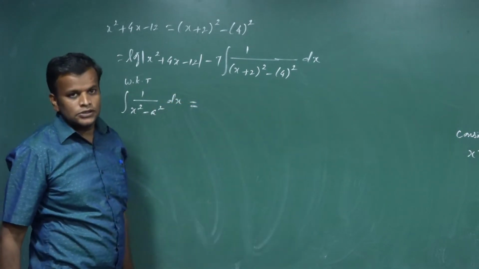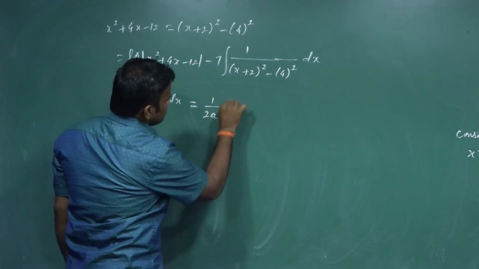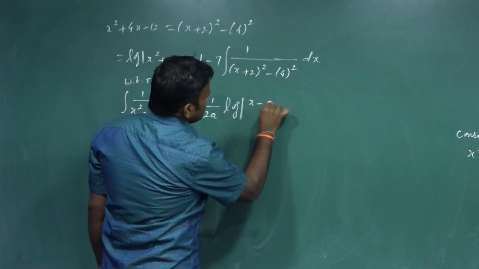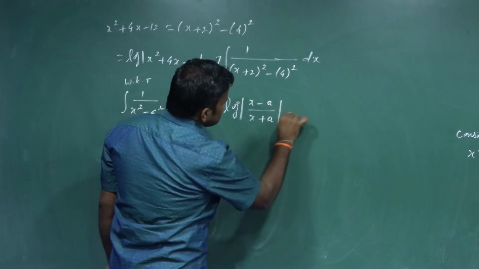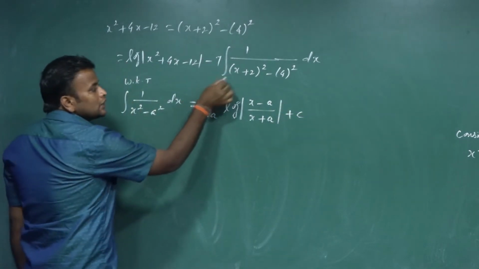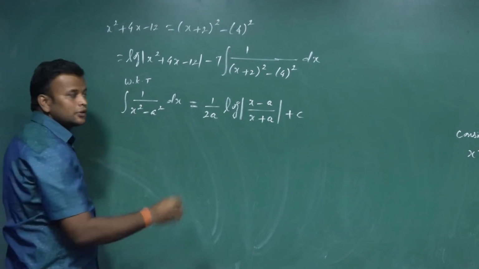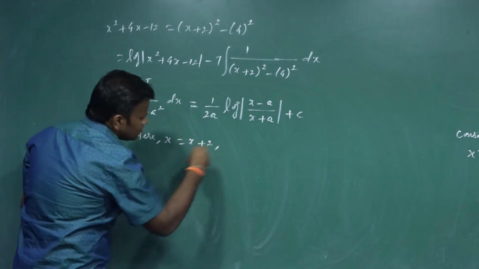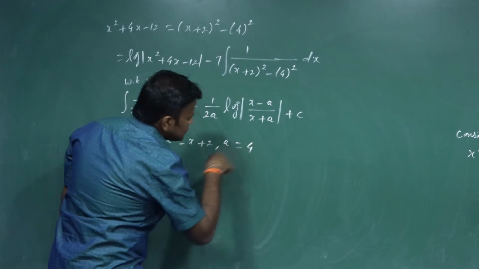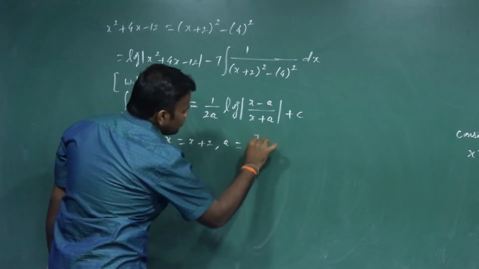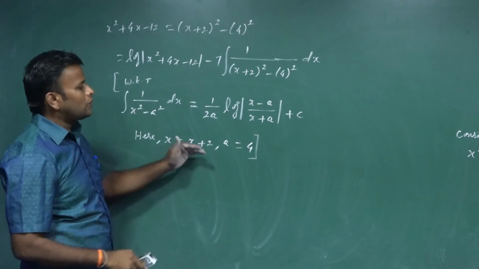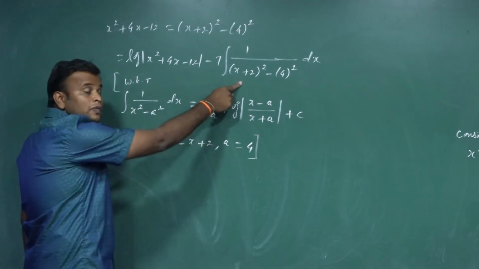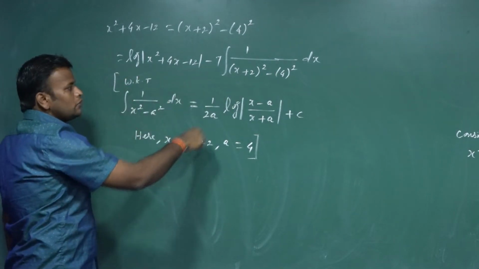Variable square minus constant square. The formula is 1 by 2a log modulus x minus a divided by x plus a, plus c. Comparing the sum and our formula, here the value of x is x plus 2 and the value of a is 4. This step is only for your understanding. If we know the formula very well, we directly write the answer. We already found this value, so we use it fully for this integration.